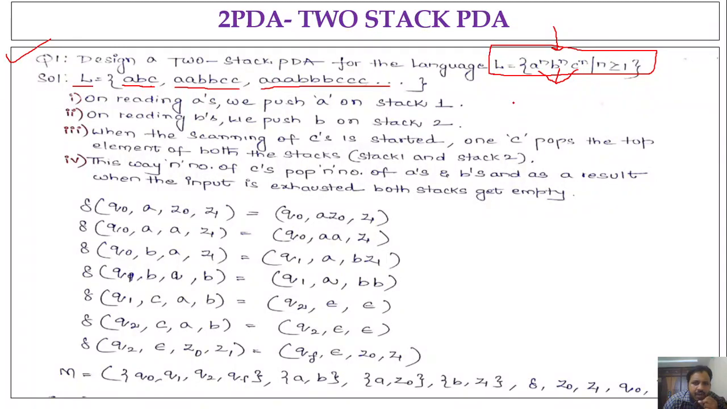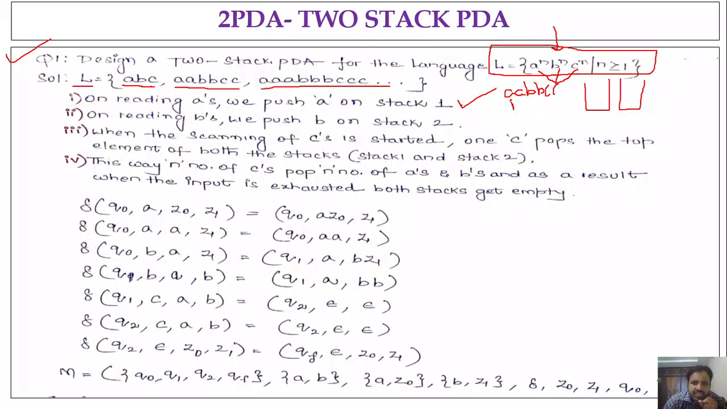Next, how do we implement the logic here? The number of A's must be compared with the number of B's, and the number of B's must be compared with the number of C's, right? So first we compare the number of A's with the number of B's, and then the number of B's with the number of C's. Here we have stack 1 and stack 2. The moment we read A, we have to push those A's onto the stack. Let me take the string A, A, B, B, C, C. I am taking a somewhat larger string here.